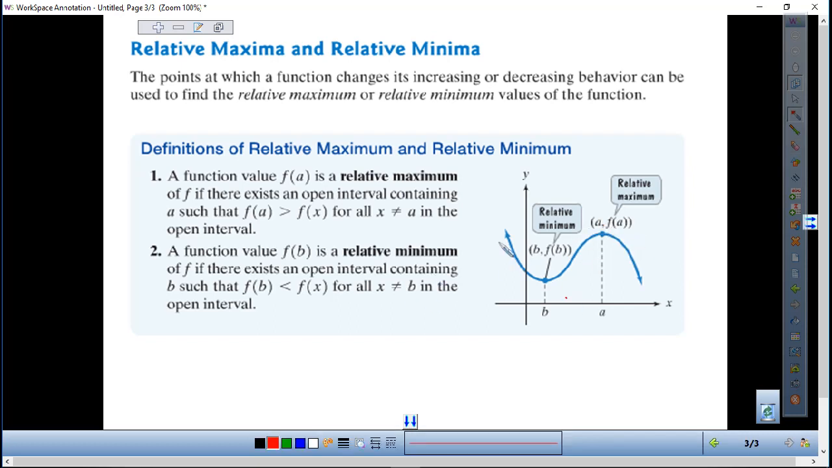And the same exact idea for the relative minimum. F of b must be less than f of x for all x not equaling b in the open interval. So whatever interval we're talking about here, every single point other than b is going to have a larger y value to go along with it. That's why this is a relative minimum.